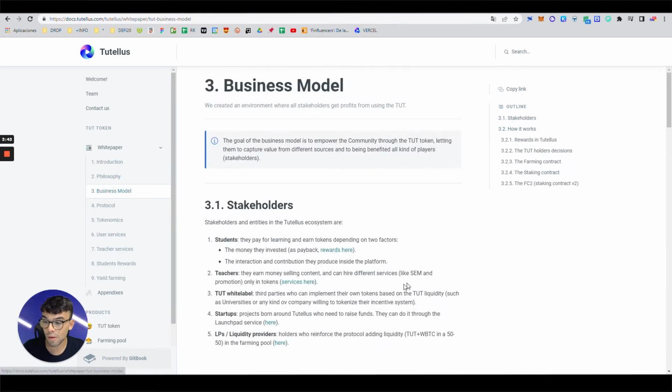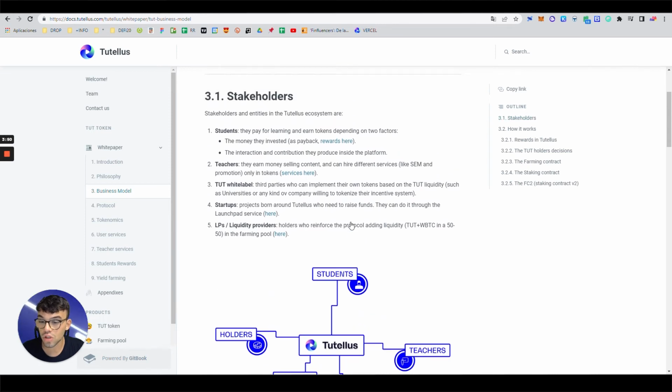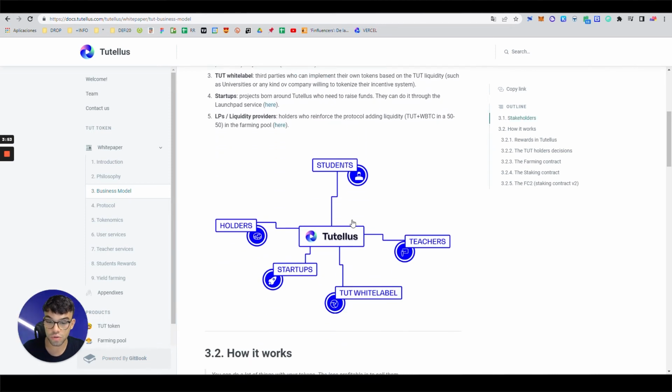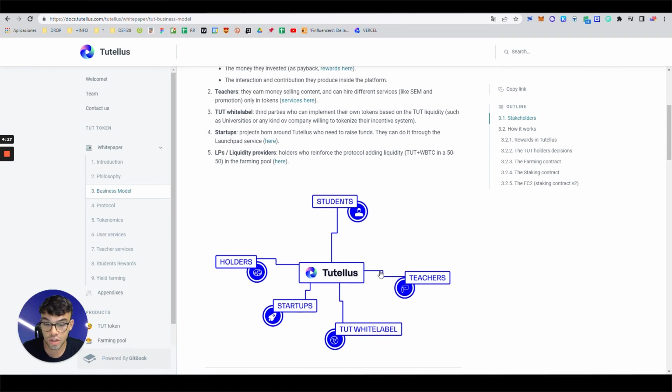If we go to the next step, I want to stop here and have a look at what we call the stakeholders, the business model of Tutellus. And it's nothing more than just 5 different sections, we could say. First one, we have the students. Obviously they pay for learning, but they also get a payback, which means that the money they invested, they get it back as a reward with the TUT token. Secondly, we have the teachers, who of course earn money for selling their content, but they can also hire different services like SEM or promotions using the token as the currency of exchange.